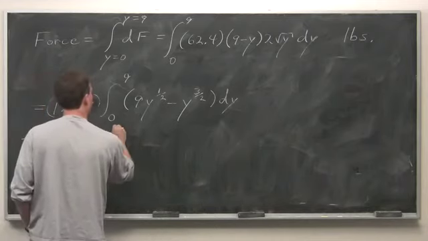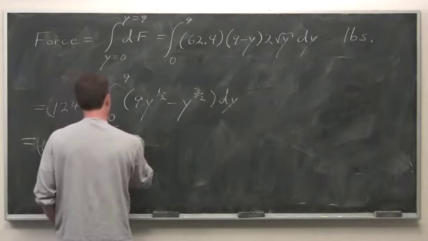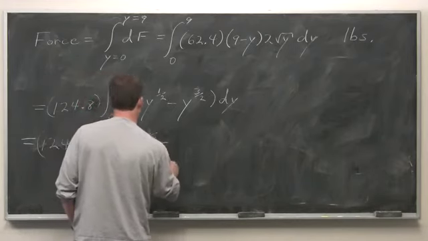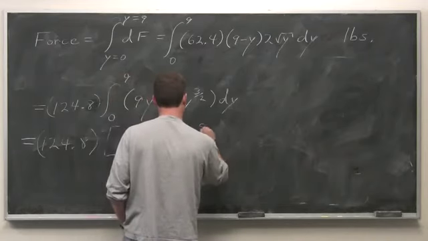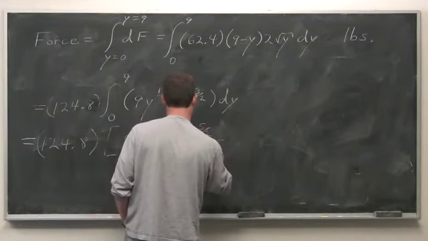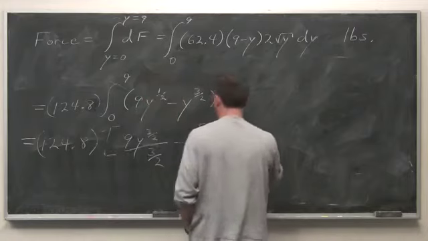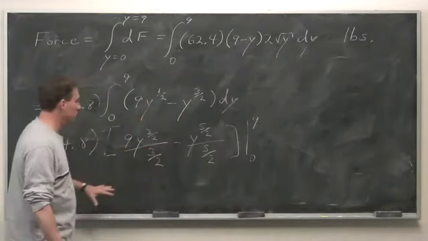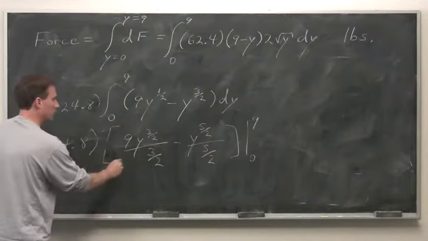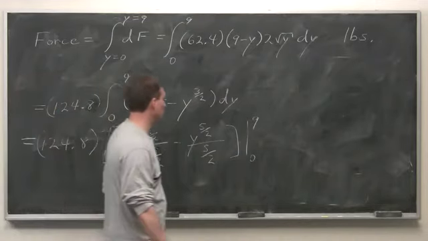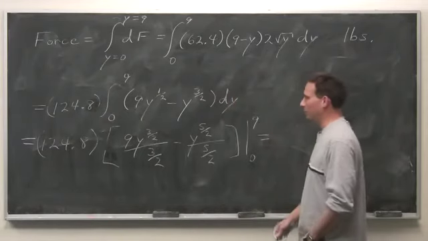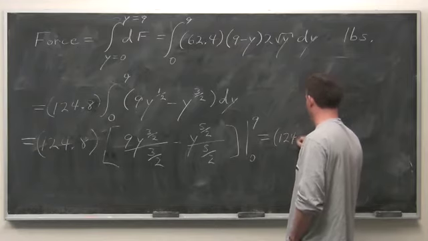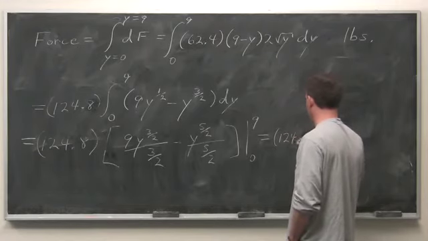Times, you get 9 y to the 3/2 over 3/2 minus y to the 5/2 over 5/2, evaluated as y goes from 0 to 9. When y is 0, this is 0, so the value that we get is just what we get when we plug in 9. I picked a perfect square so that you really don't have to use a calculator. Most people probably still would, but you don't have to.